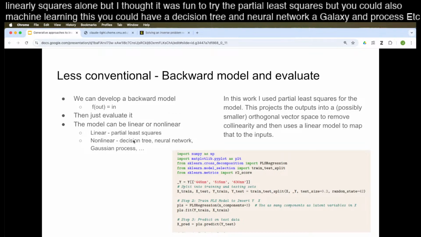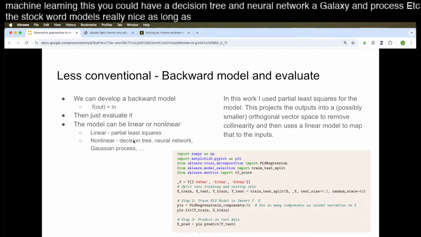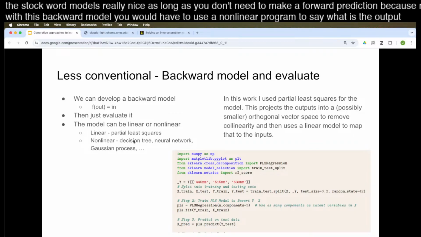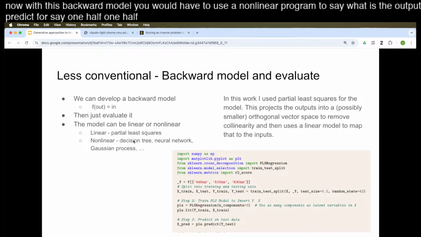So this backward model is really nice as long as you don't need to make a forward prediction, because now with this backward model, you would have to use a nonlinear program to say, what is the output I predict for, say, 1/2, 1/2, 1/2 at the inputs.